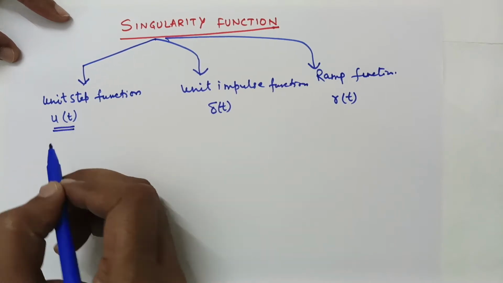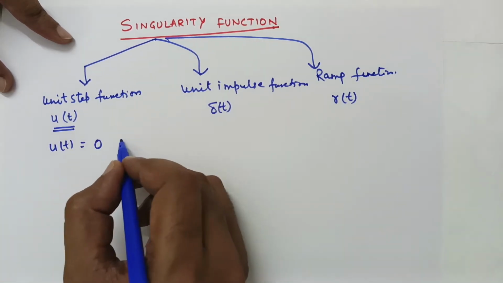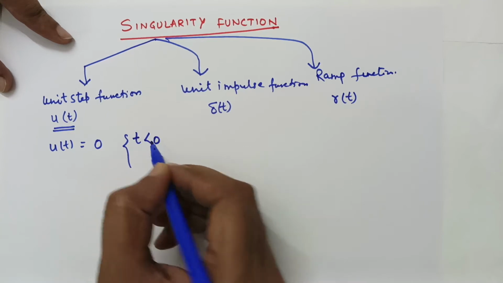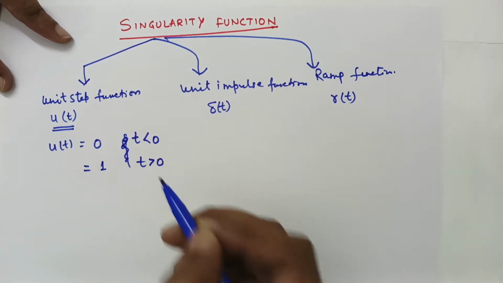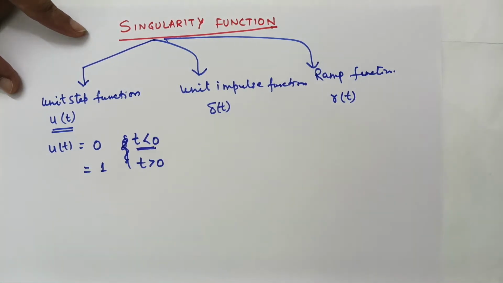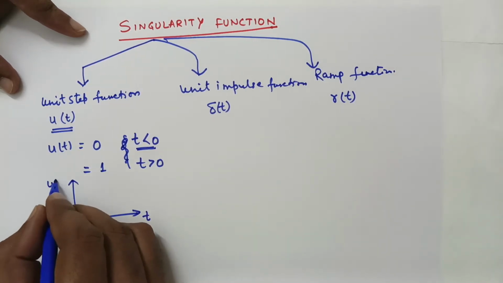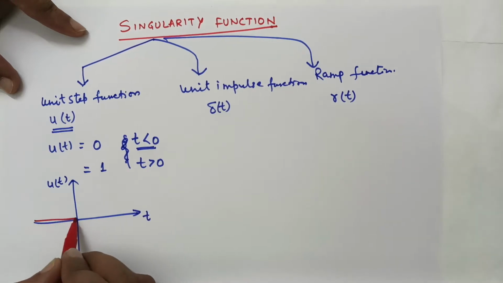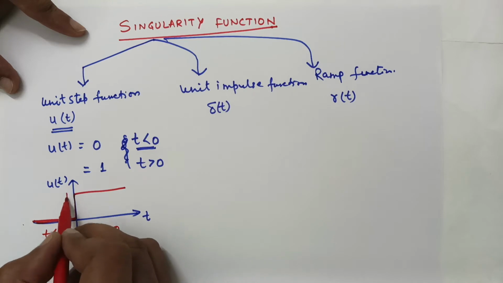So let's see what is u(t). The value of u(t) is equal to 0 if t is less than 0, and the value is 1 if t is greater than 0. So the unit step function is defined as 0 for t less than 0 and 1 for t greater than 0. If I want to plot the unit step function as a function of time, it will be something like this. The red color means t less than 0, and this side is t greater than 0, and the value is 1.